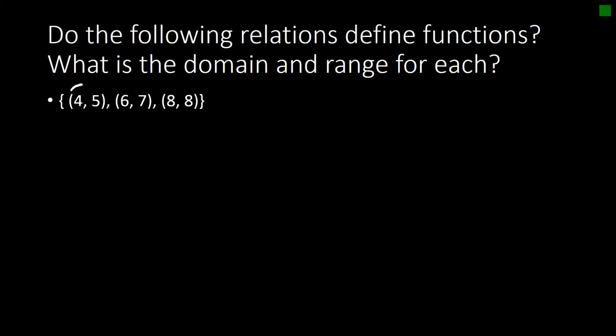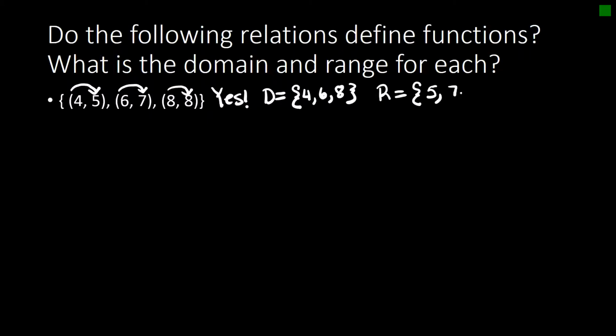Well, we have a set of ordered pairs where 4 goes to 5, 6 goes to 7, and 8 goes to 8. So yes, we have x values going to exactly one y value. So we can say yes, this represents a function. So to find the domain, we open our set notation and we simply list the x coordinates. For the range, we put the y coordinates in set notation.